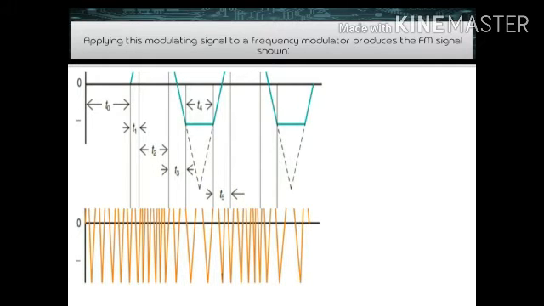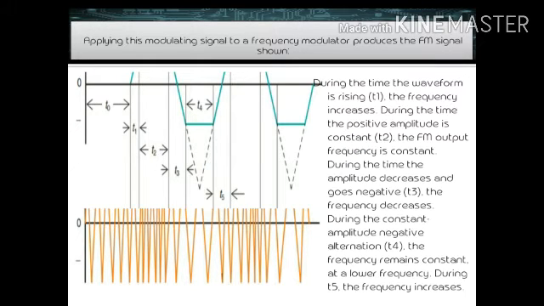Now for the explanation. During the time the waveform is rising, or T1, the frequency increases. During the time the positive amplitude is constant, or T2, the FM output frequency is constant. During the time the amplitude decreases and goes negative, or T3, the frequency decreases. During the constant amplitude negative alternation, or T4, the frequency remains constant at a lower frequency. During T5, the frequency increases.